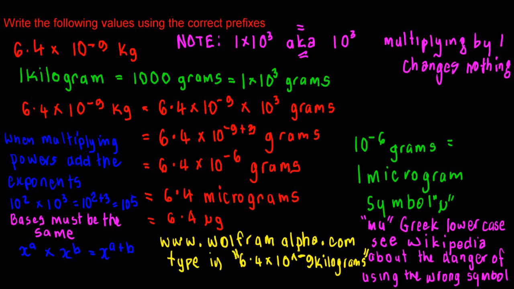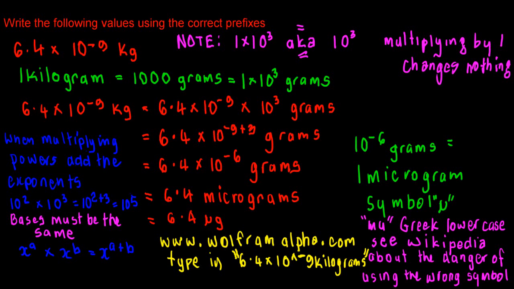The bases must be the same. And for those of you who thought algebra never meant a lot, I can just put it out there for you. x to the power of a times x to the power of b is equal to x to the power of a plus b. The bases are all the same, so you can add the exponents, a and b in this case.